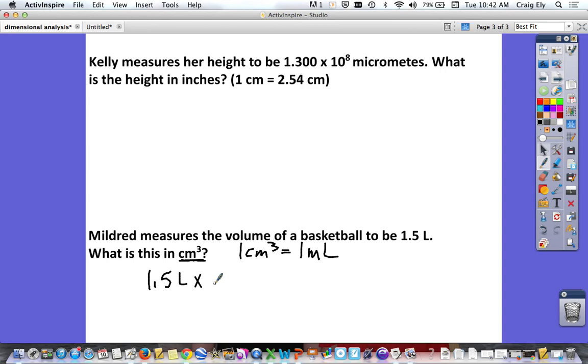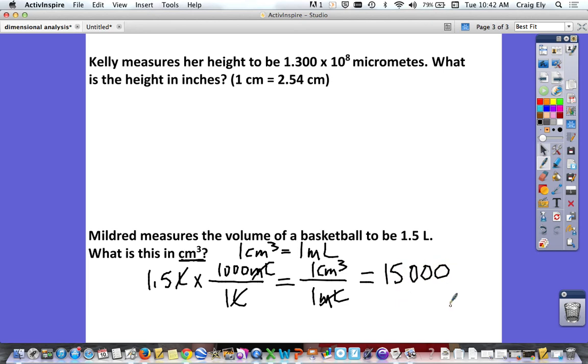1.5 liters, show my equality. In 1 liter, I have 1,000 milliliters. So my liters cancel out, and I'm at milliliters. Now all I have to do is show how milliliters equals centimeters cubed. If I've got milliliters on the top, I have to have milliliters on the bottom, so that cancels out. I've got 1 centimeter cubed. So here I'm left with centimeters cubed. And since I've got 1s on the bottom, I just multiply across the top, right? So that's 1, 5, and then 3 zeros added onto that.